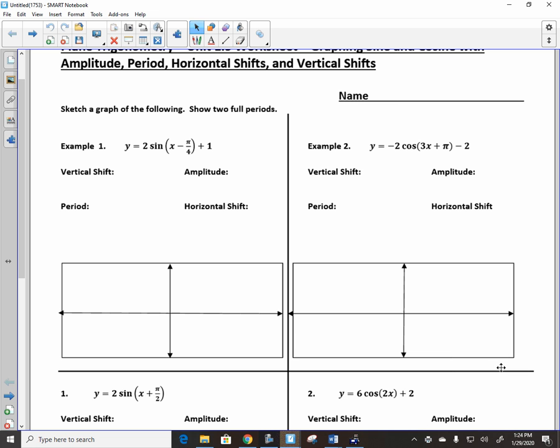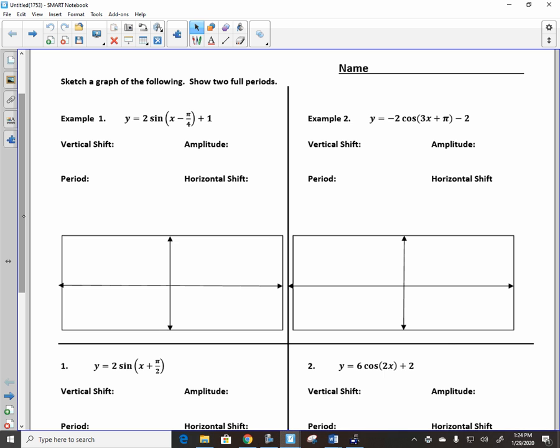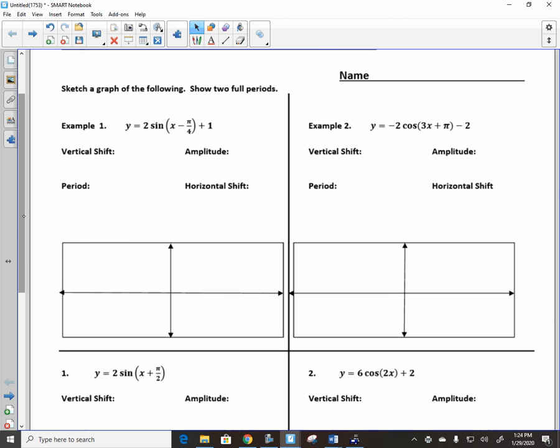Okay, here we go. We're going to do these first two together. Who can tell me what the vertical shift is? Vertical shift is 1. What is the amplitude? 2. So if the vertical shift is 1 and the amplitude is 2, what's the highest the graph is going to go? 3. So we go 1, 2, 3. 3 is the highest the graph will go.